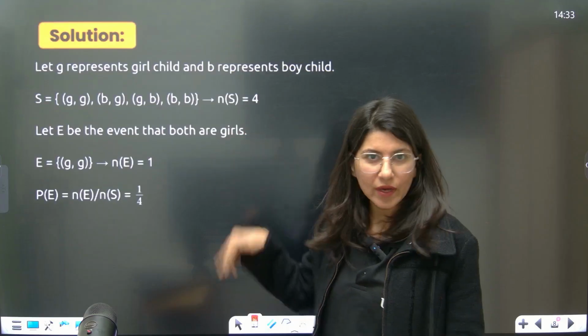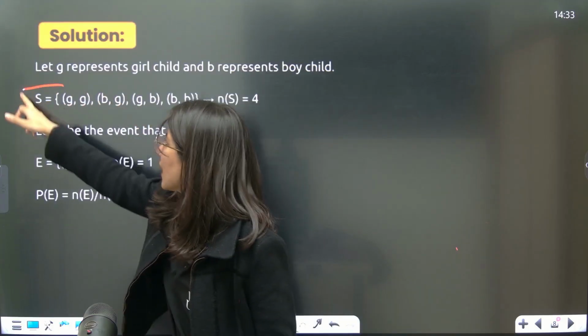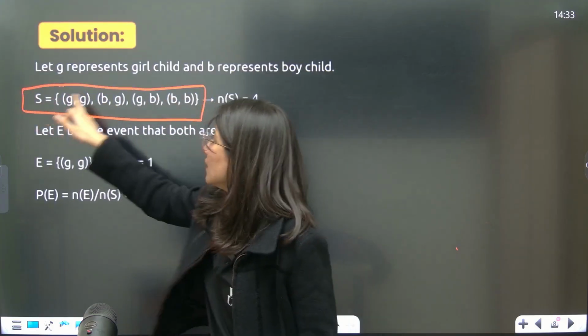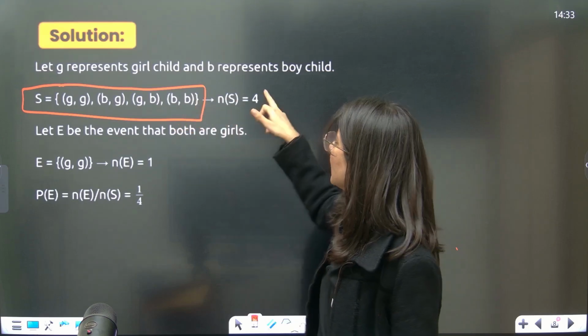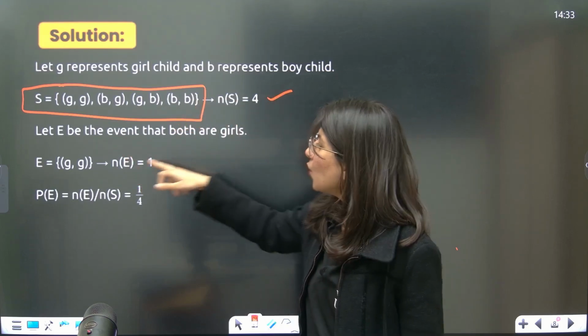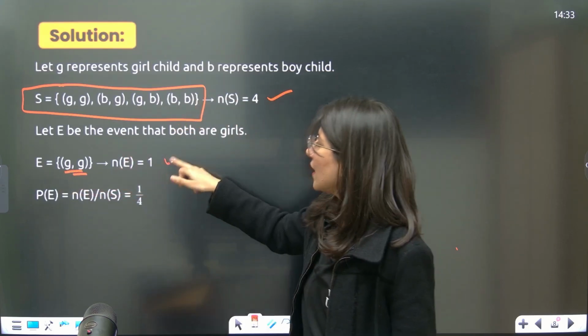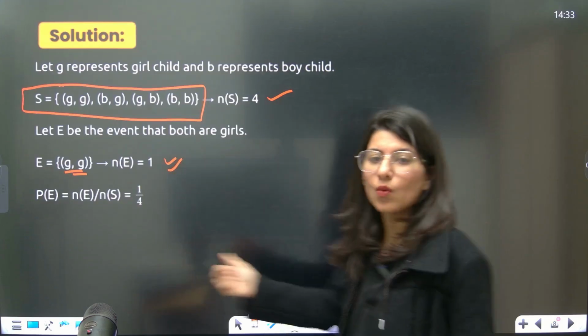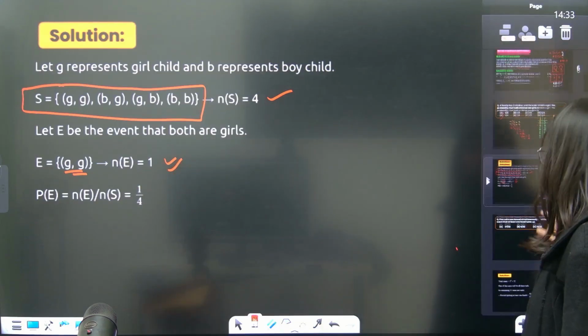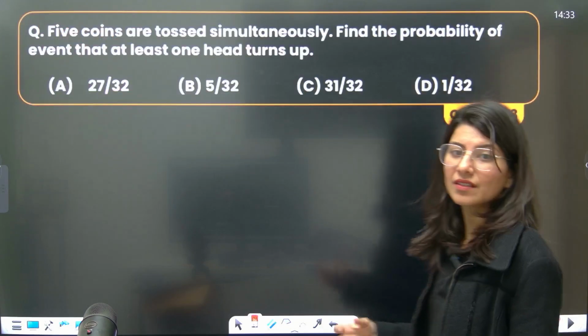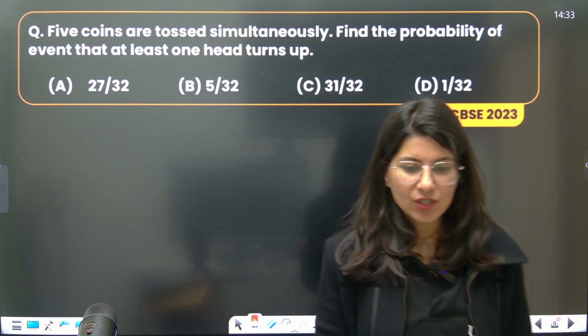Or it is better if you just write the sample space: girl girl, girl boy, boy girl, boy boy. Sample space is 4. Now both being girl is event E, so cardinality of event E is 1. 1 by 4. Although this was an MCQ, this is how you write. Now, another question on your screen.